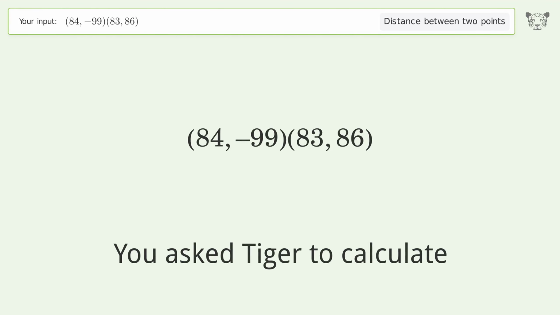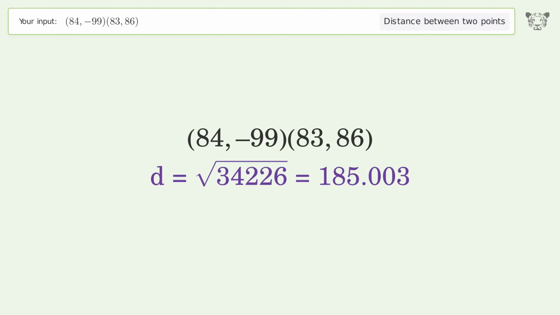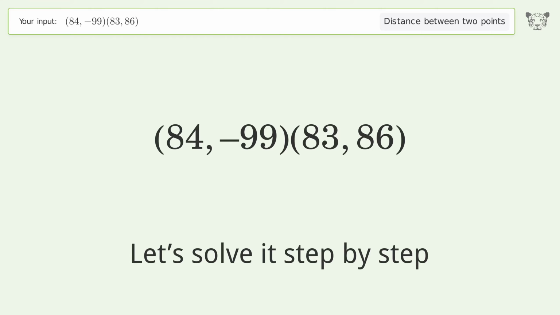You ask Tiger to calculate. This deals with the distance between 2 points. The distance between the 2 points is the square root of 34,226, or 185.003. Let's solve it step by step.